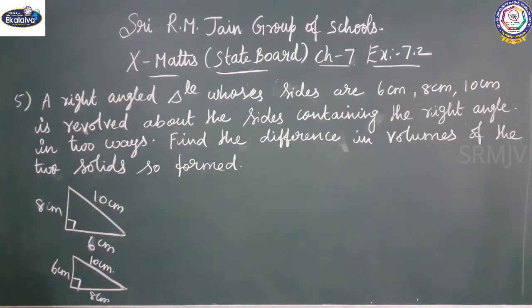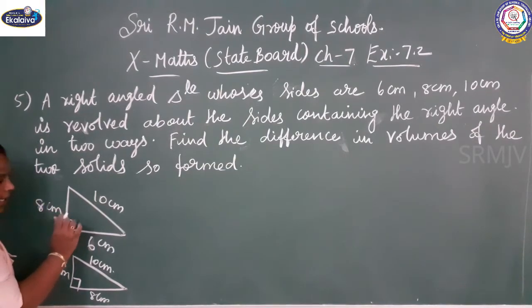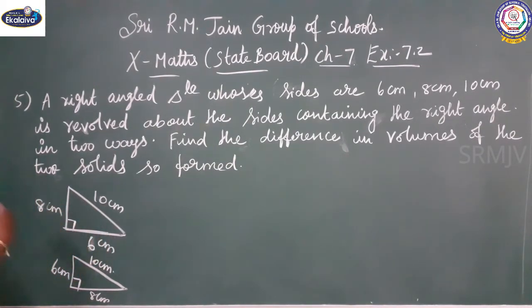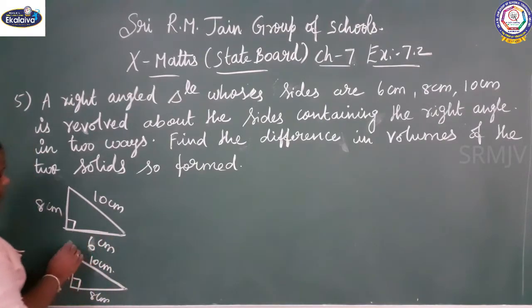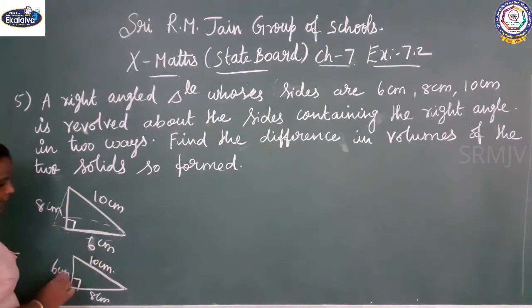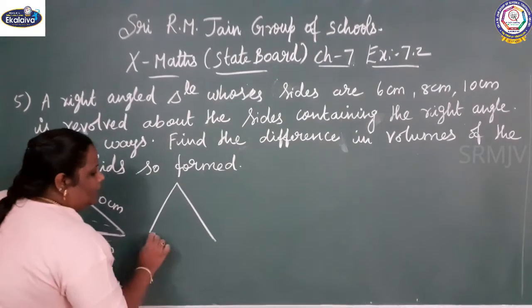When the right angle triangle is revolved about one of its sides containing the right angle, it will revolve like this. One angle should be a right angle. A cone is formed. So you can take it as either the cone like this, or it is like this. See here.